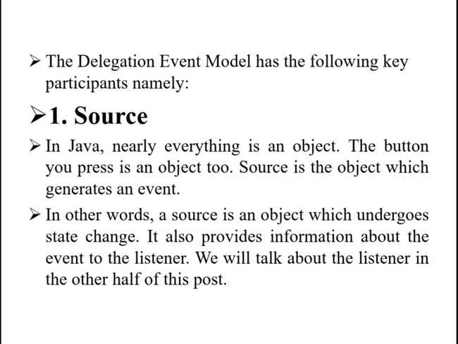First, we have to see source. The source is an object on which the event occurs. Source is responsible for providing information of the occurred event to its handler. Java provides us with classes for a source object. In Java, nearly everything is an object. The button you press is an object too. Source is the object which generates an event. In other words, a source is an object which undergoes state changes. It also provides information about the event to the listener. We will talk about the listener in the other half of this post.